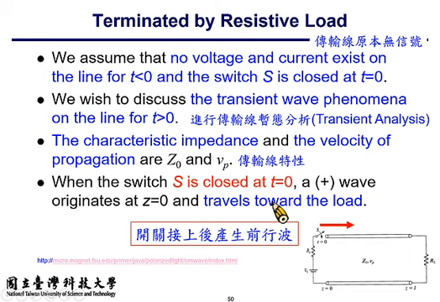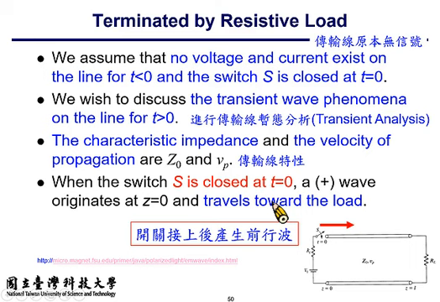Alright, so here are some basic assumptions about the transmission line circuit. We assume that there are no voltage and currents on the transmission line before t equals 0. So when t is smaller than 0, the transmission line system is fully uncharged. So there is no voltage and current signal residing on the transmission line. And we wish to discuss the transient wave phenomena.